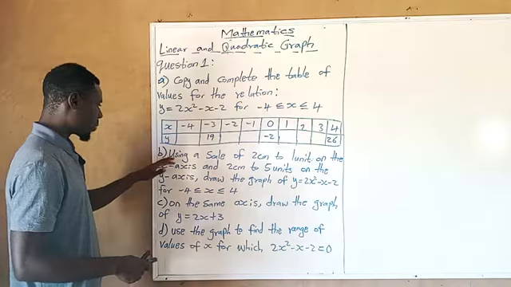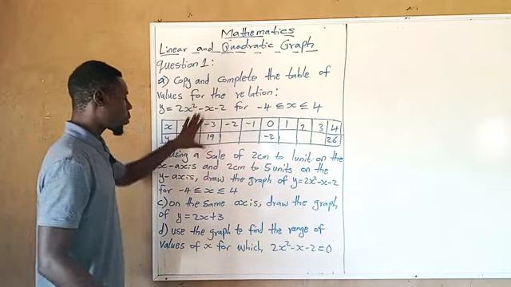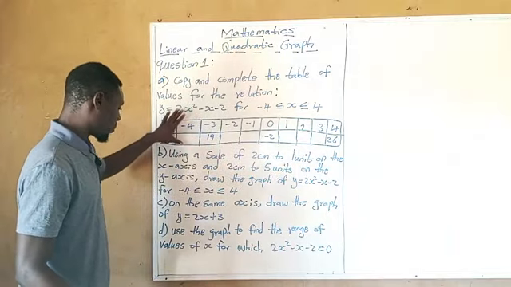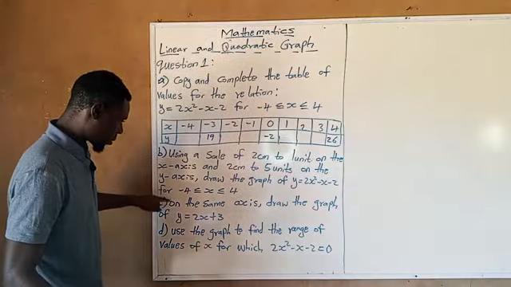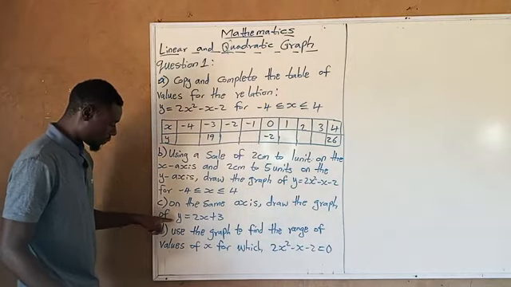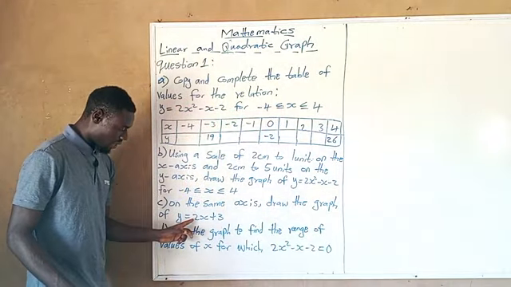Now, we have to use a scale. This is the scale we have to use. So let's get started by completing this table. Now, this is for A. Now, for B, okay, let's go to C. They said we should draw on the same scale. We should draw this graph.